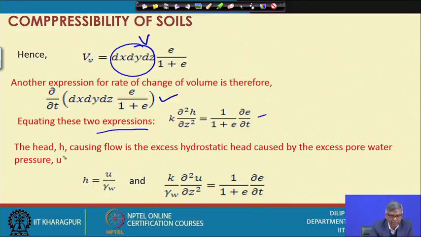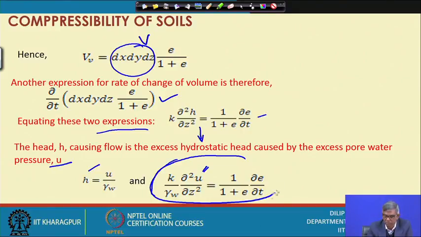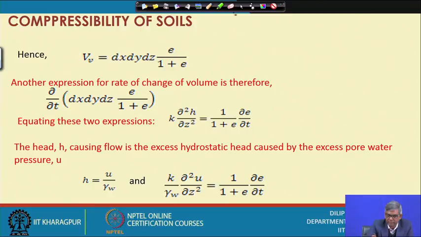Okay. The head h causing flow is the excess hydrostatic head caused by the excess pore water pressure u. So, that means there is a relationship between h and u. So, h will be equal to u by gamma w, and if instead of h I now express in terms of u, then this one will be reduced to this form.